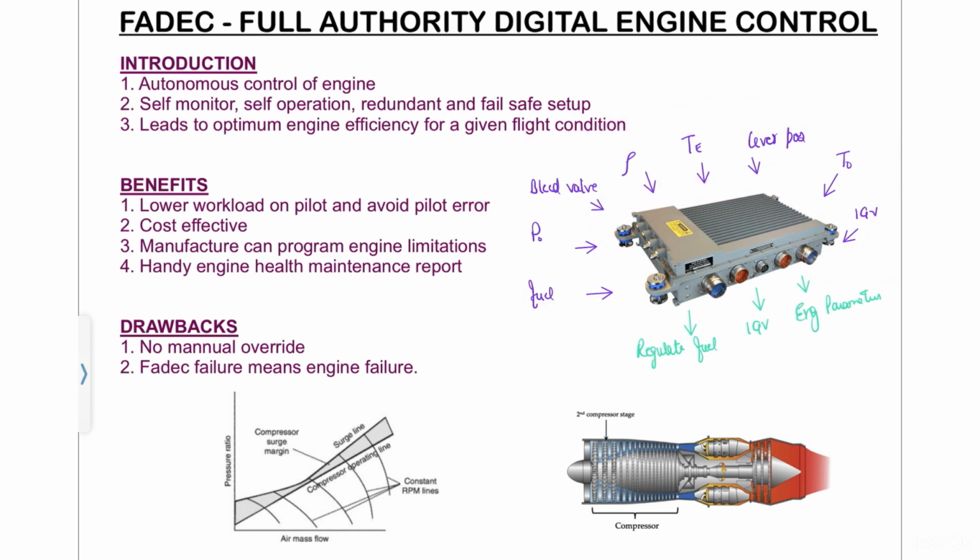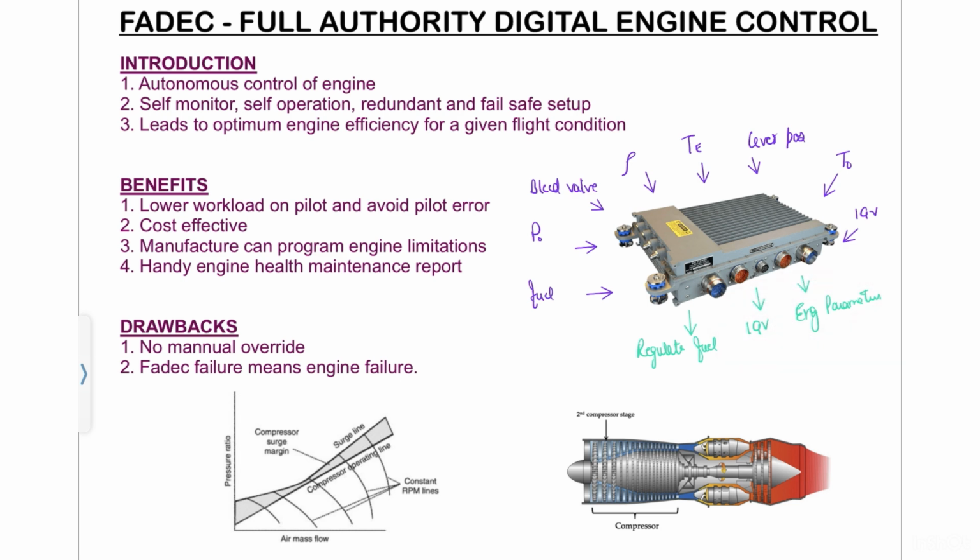So it processes all these inputs, at a very high rate, some 720 times per second. There are multiple channels into the FADEC, 4 channel, 2 channel, in which all these inputs are being read, and accordingly the FADEC gives output in the manner that it regulates how much fuel is required, what should be the position of the inlet guide vane assembly and other engine parameters.